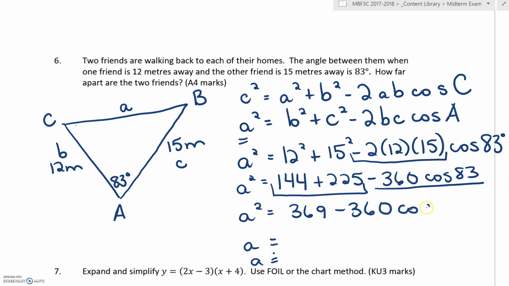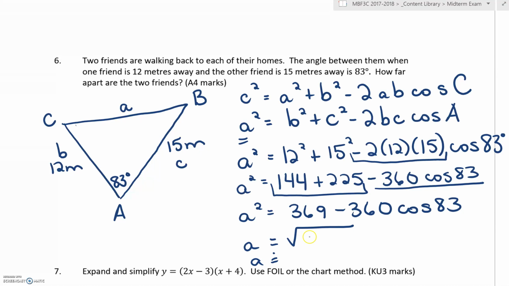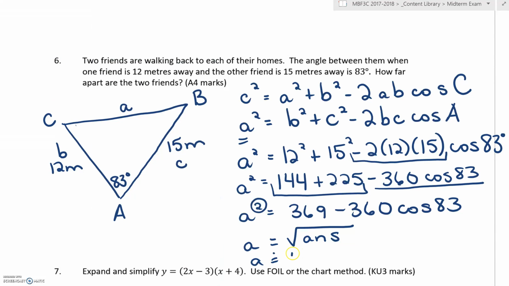What I don't want you to do is subtract the 369 and the 360. Do not do that. So we're going to go ahead and calculate that whole line, one shot. Okay, so minus 360 times the cos of 83, which is 325.13, rounding it up. But you want to do the square root of that answer because there's a squared here. Okay, so A is going to be the square root of that answer, which is approximately 18 meters.